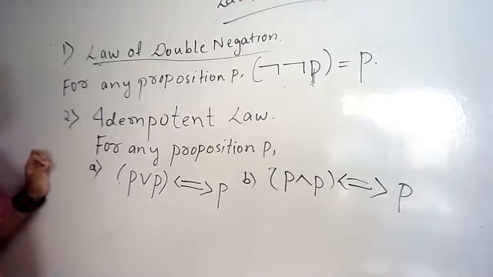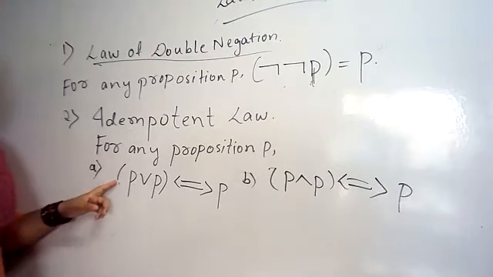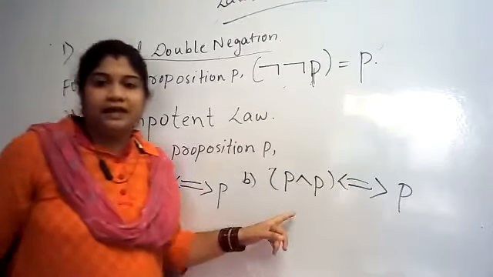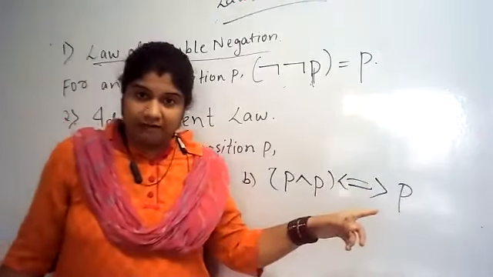What does this law say? For any proposition P, P disjunction P is logically equivalent to P, and P conjunction P is logically equivalent to P.